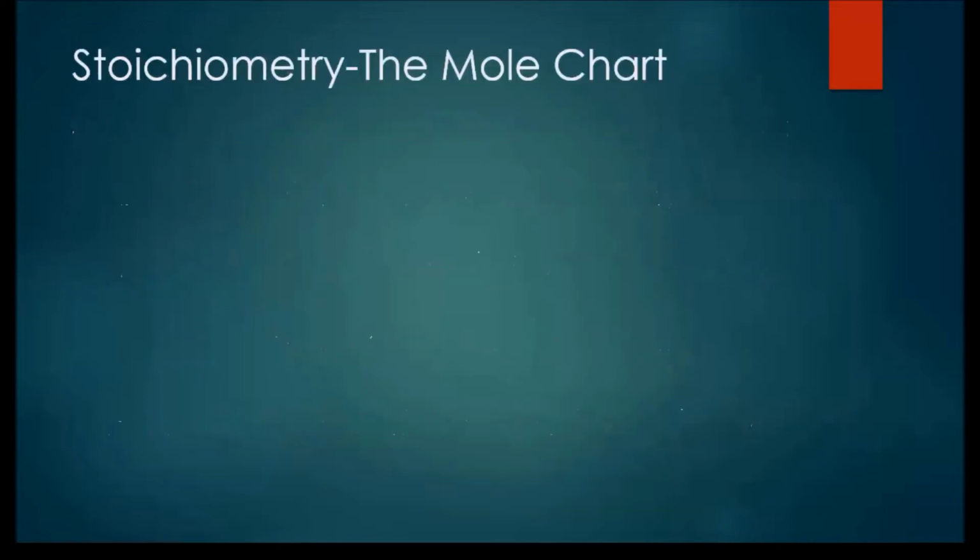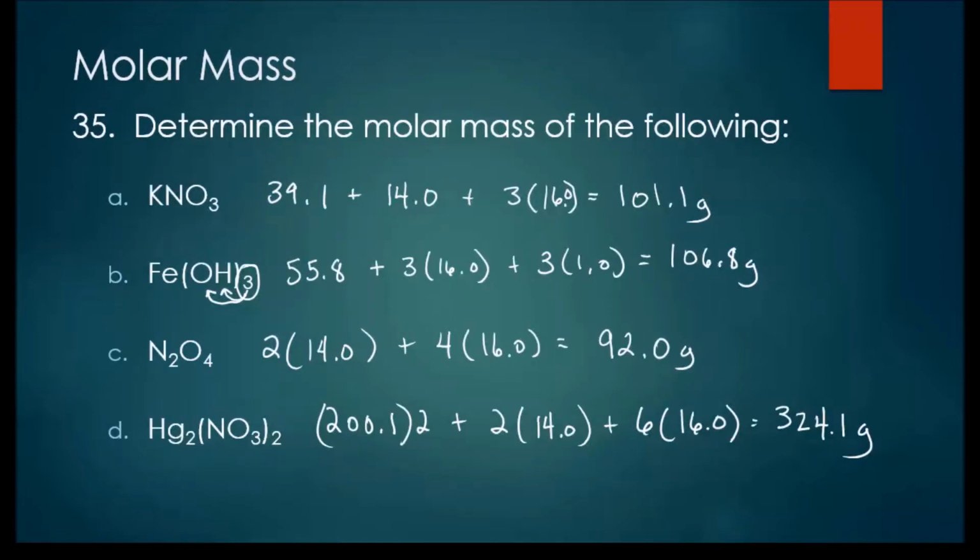How did you get, wait, go back. How did you get 324.1? Oh, I don't know. 96 plus 28 plus 400.2 is 524. 524.2. Good? All right.